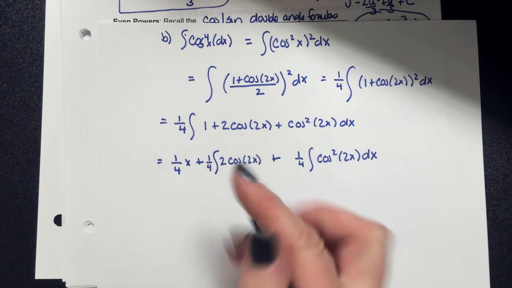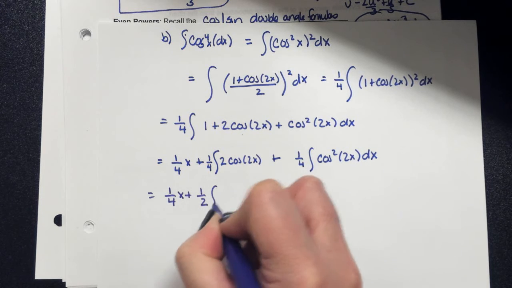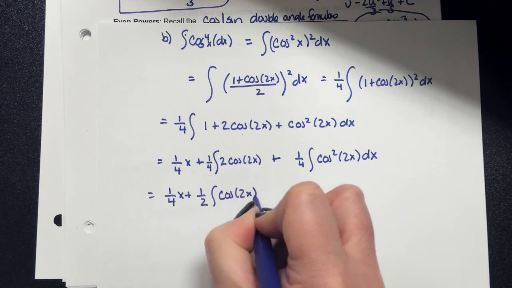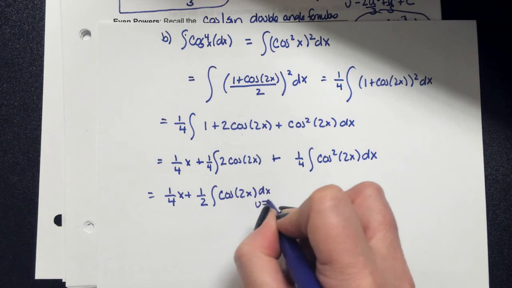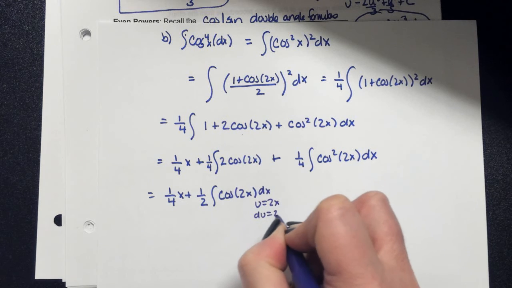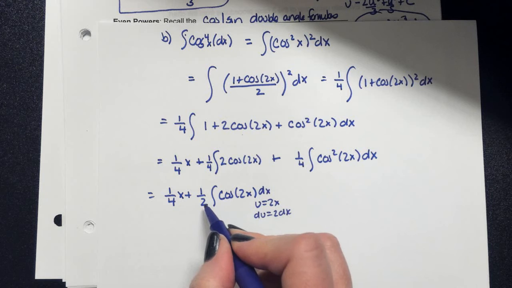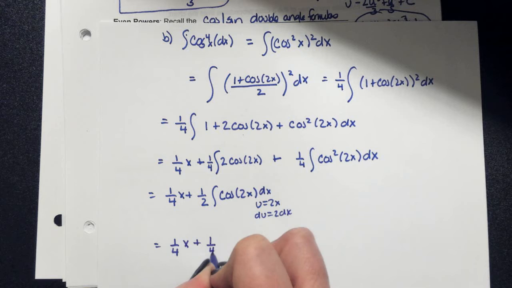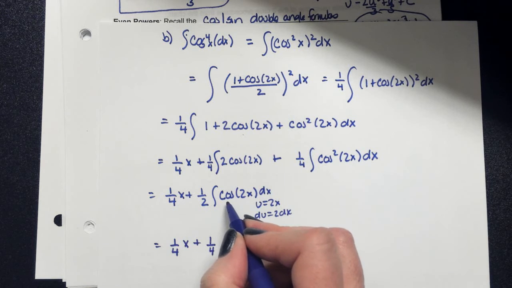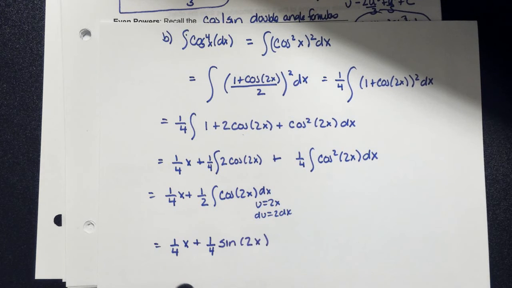So I can pull out this 2. I still have that 1/4 x, and that's going to give me a 1/2 times my integral of cosine of 2x. Again, I am going to have to do a u sub, so u is equal to 2x, my du is 2 dx. So this is going to give me another 1/4 right here. So I have 1/4 x plus 1/4, and when I integrate cosine of 2x, that's just going to be a sine of 2x. So I have 1/4 x plus 1/4 sine 2x.